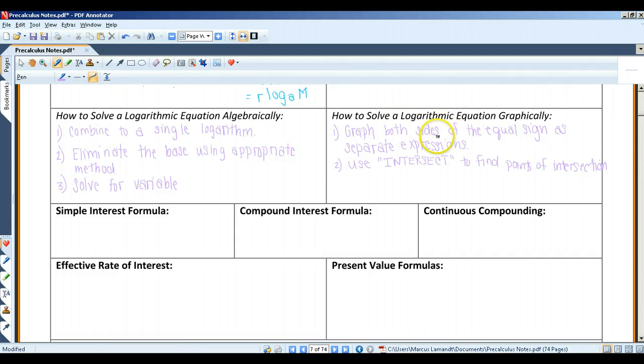You can also use your calculator to solve this. When you're given an equation, you can graph both sides of the equal sign as separate expressions in your calculator, and then you just use intersect to find the points of intersection. So depending on the question, you can decide which one you want to use. Sometimes you can't solve a log equation algebraically. Sometimes the only way you can do it is graphically. And then sometimes, if you want to find the exact answer, especially if the answer is irrational, graphing it won't give you an exact answer. It will only give you an estimate.